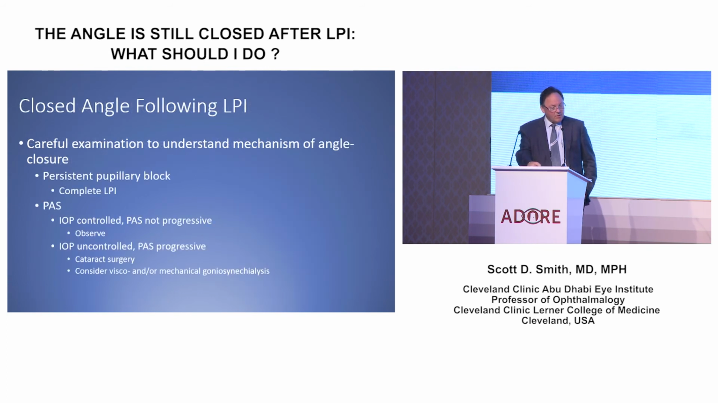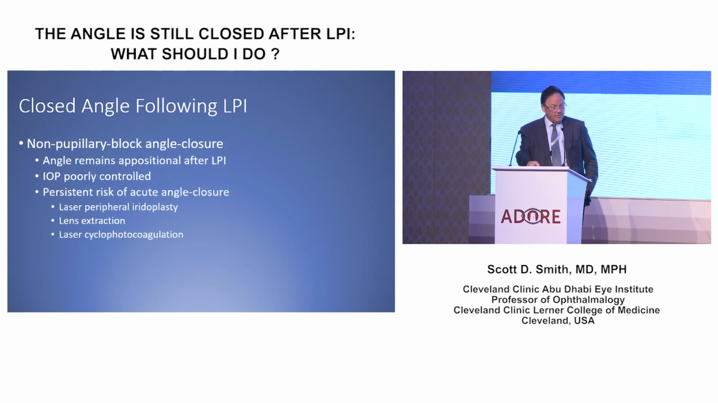So, careful examination of patients is necessary to understand the mechanism of angle closure, to see if there's persistent pupillary block, in which case a completion of the laser iridotomy is needed, and how much peripheral anterior synechiae is present. When the pressure is controlled and PAS are not progressive, sometimes doing nothing is the right thing to do, controlling the pressure medically. But if the IOP is not controlled or peripheral anterior synechiae are progressive, cataract surgery with consideration of visco or mechanical goniosynechialysis is important.